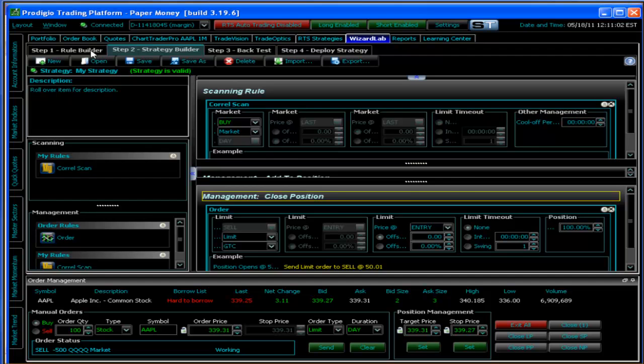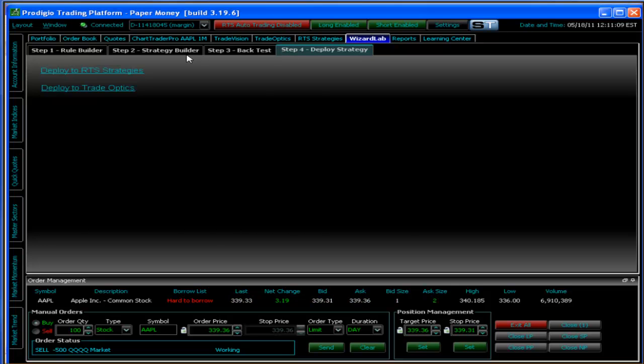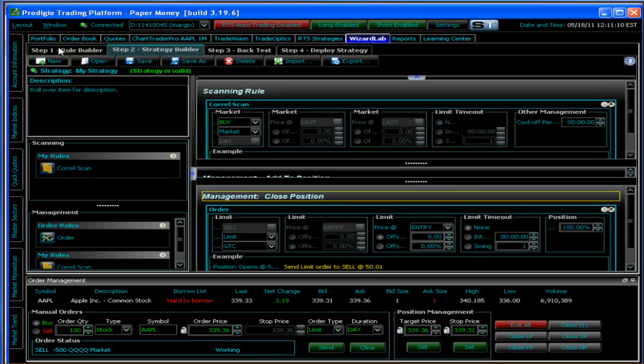Once you're inside Wizard Lab, you'll notice there's a bunch of tabs for Step 1, Step 2, Step 3, Step 4. That's old hat for people who have been using the system for a while, but these are basically the different steps in the process for how you go about building a strategy, backtesting it, and deploying it for real-time trading or real-time signal generation.